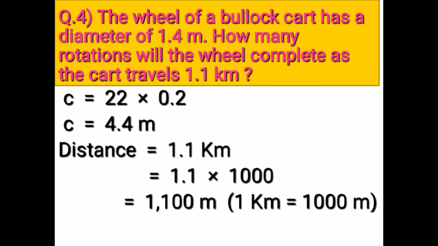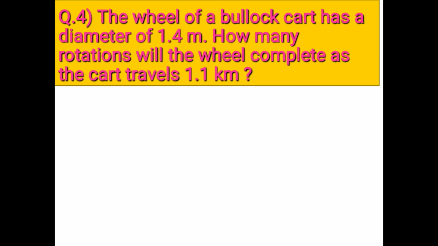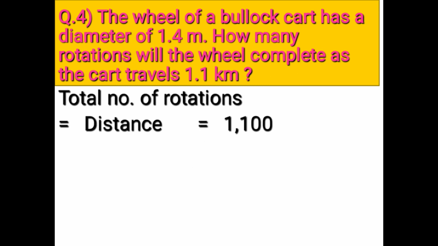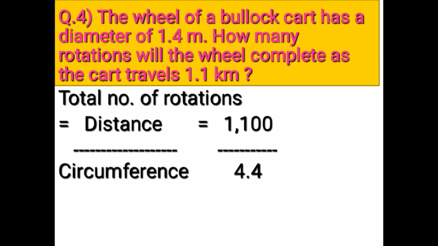Now you have to find how many rotations the wheel will complete as the cart travels 1.1 kilometers. The total number of rotations is equal to distance upon circumference. That will be the formula. You have to find how many rotations the wheel will complete. Total number of rotations is equal to distance upon circumference. The distance is 1100 when you convert kilometers to meters. The circumference I got is 4.4 meters after finding the circumference of the circle from the diameter. So divide it now.